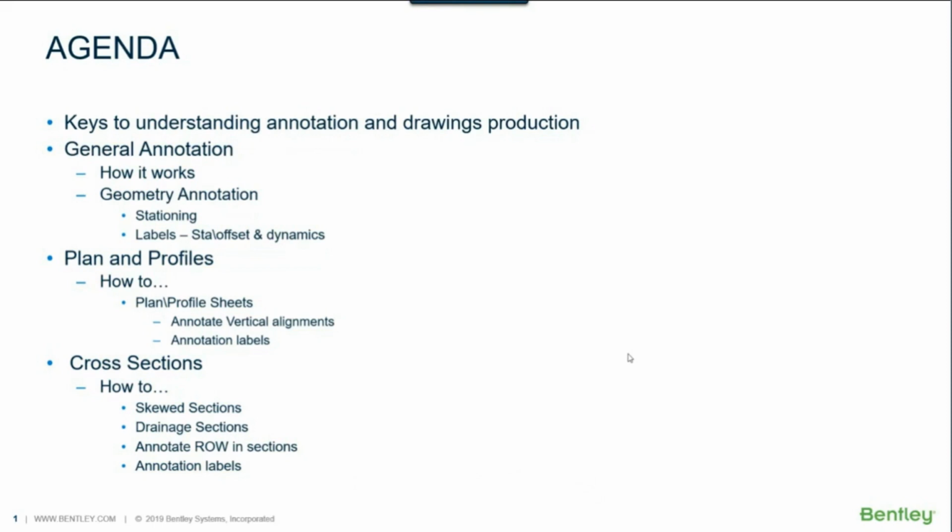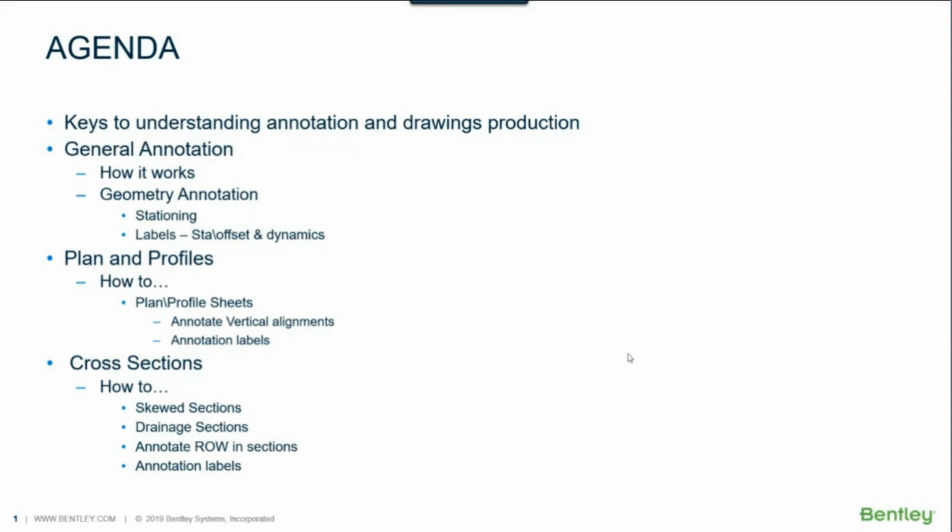And then we'll focus on cross sections finally and talk about how do I create cross sections? How do I take advantage of named boundaries? How do I incorporate skewed sections or sections at drainage structures? And then we'll look at some annotation tools within the cross sections as well, like annotating right of way, placing labels and those kinds of things. So the agenda again is 3 primary areas: general annotation, plan and profiles, and cross sections.